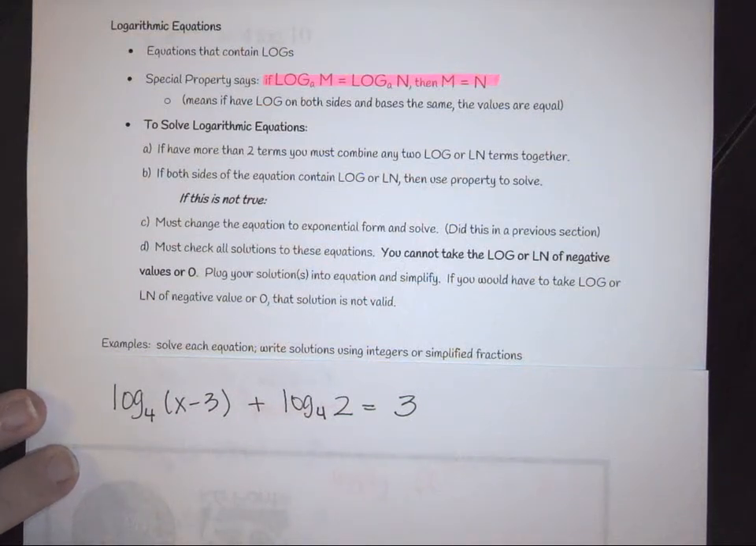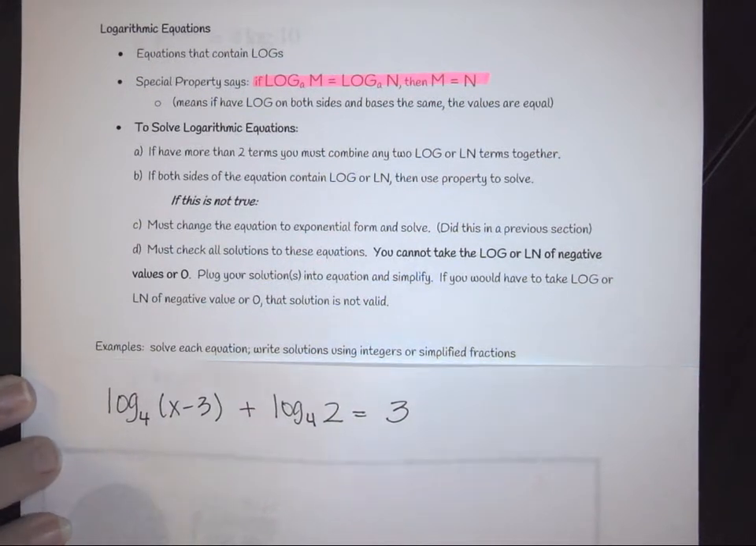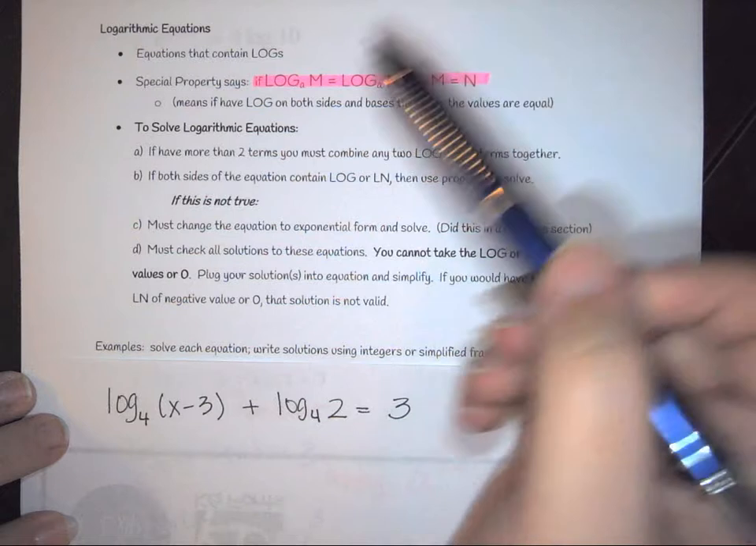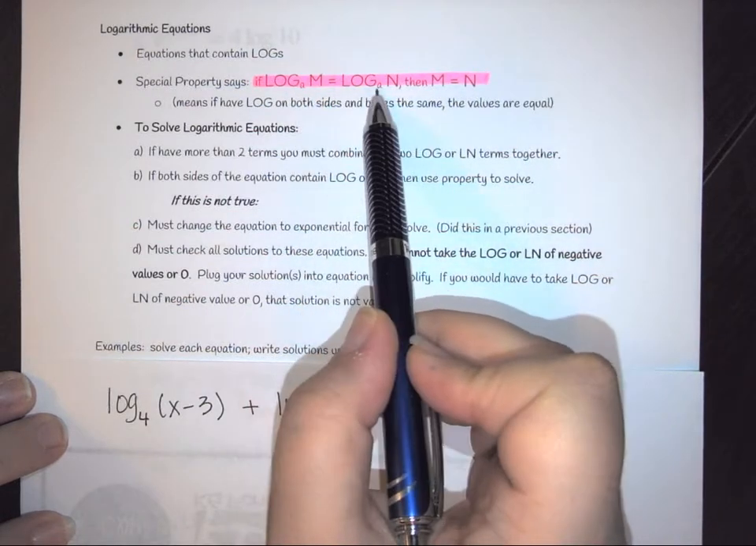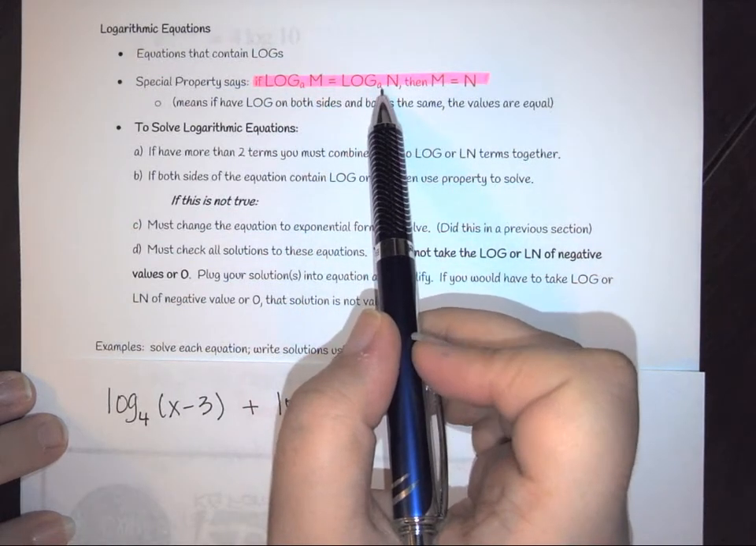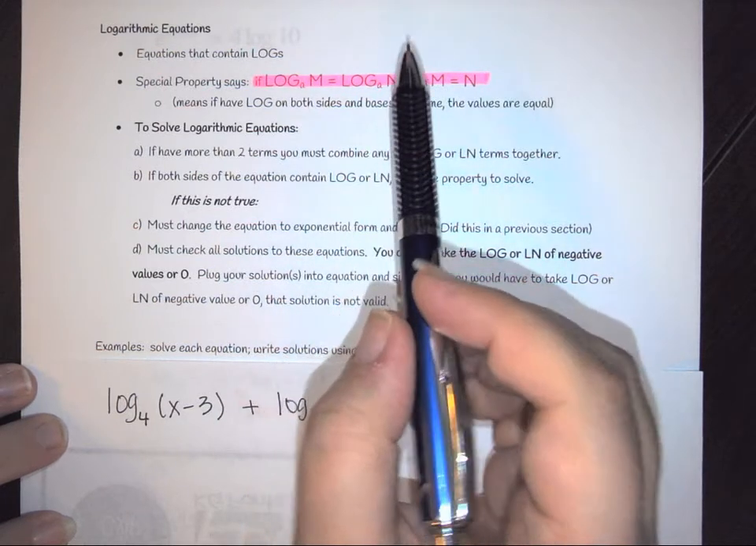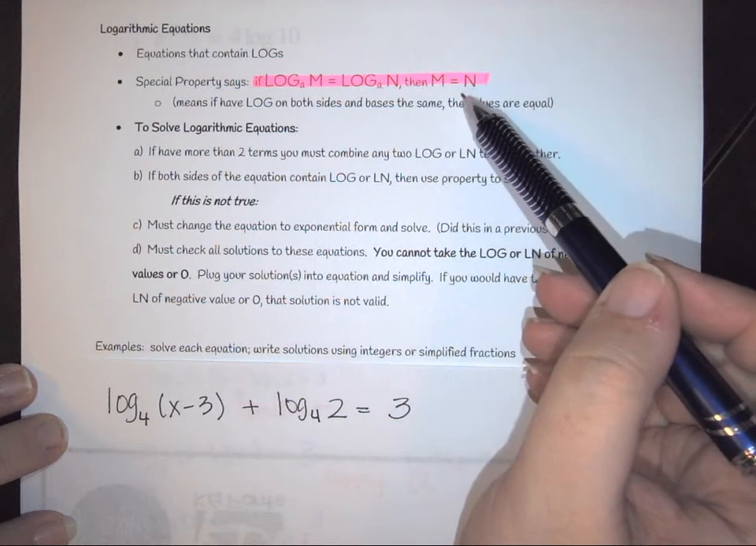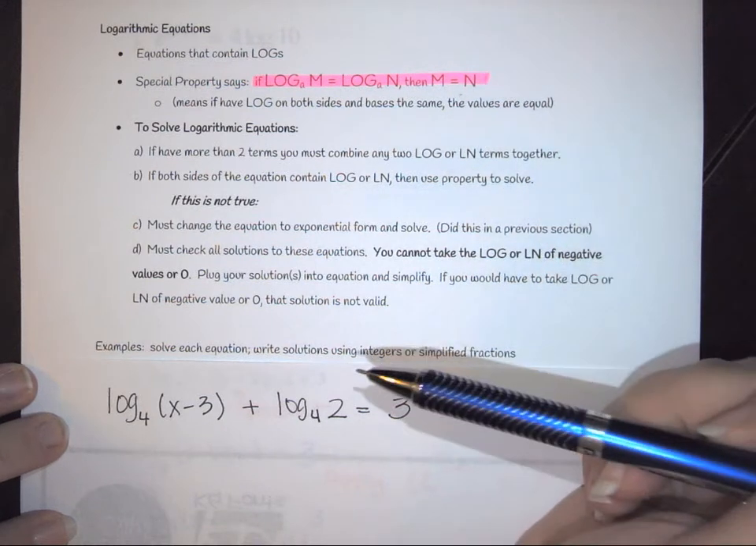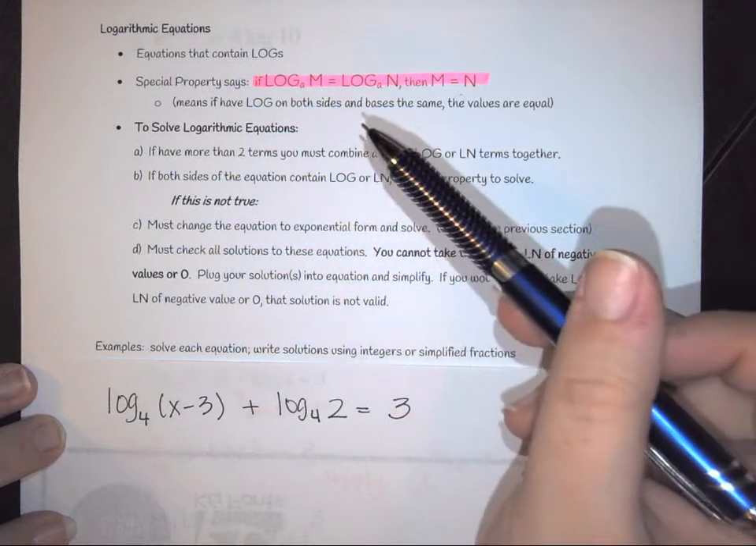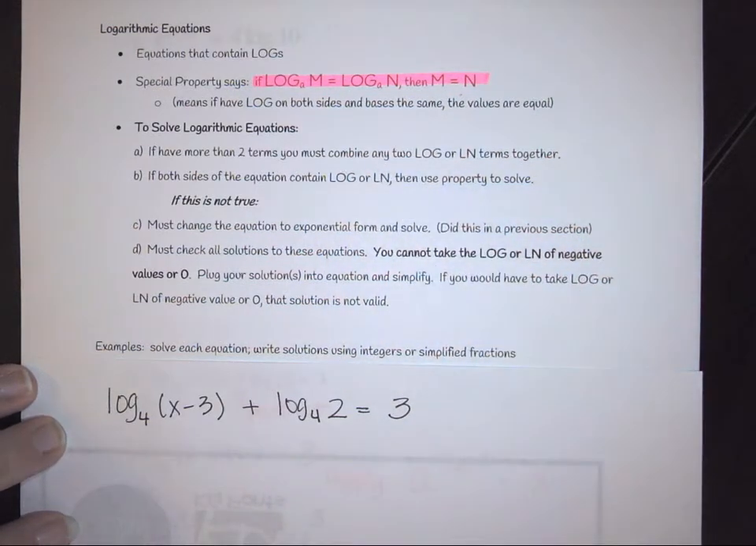Alright, so here we're going to focus in on some logarithmic equations. We're going to look at the special property which says if I'm taking the log on both sides of my equation and my bases are the same, then whatever I was taking the log of has to also be the same. However, if you can't apply this rule, then you have to apply one of the other rules together. For example, you may have to combine your logs together using some of the log properties. And if that still doesn't work, then you have to apply some of the other log rules that we have in place.